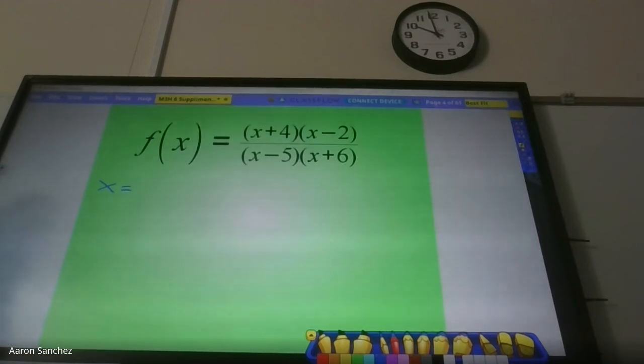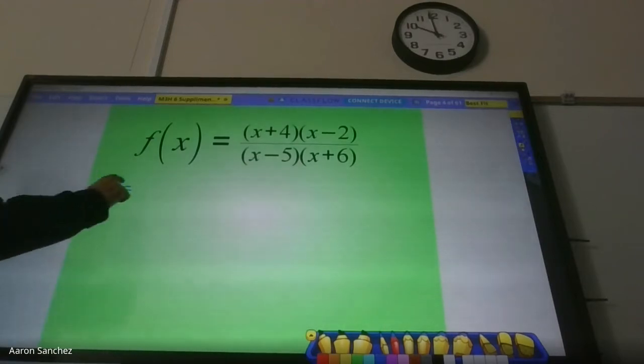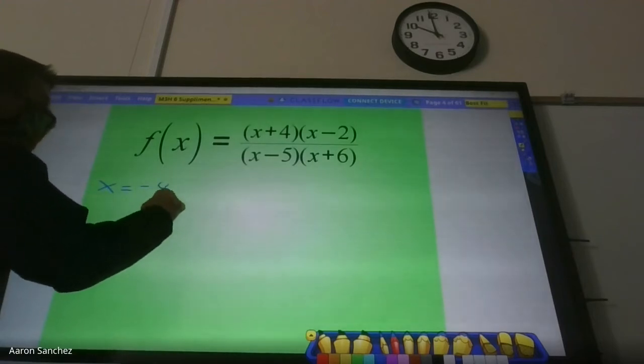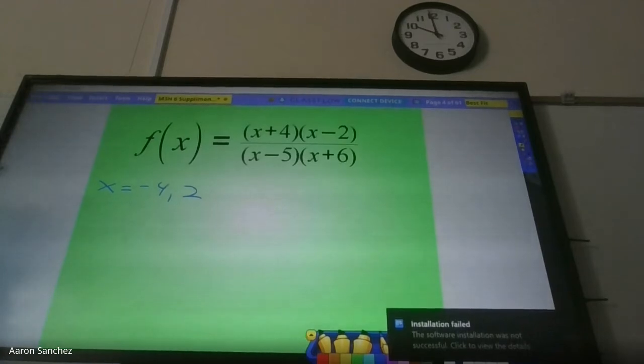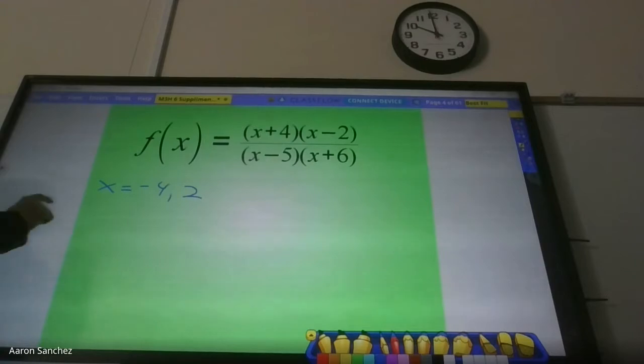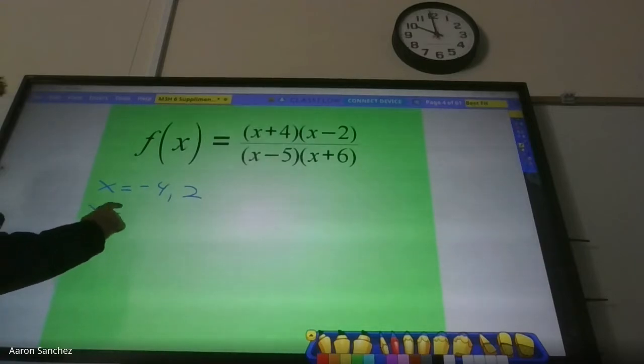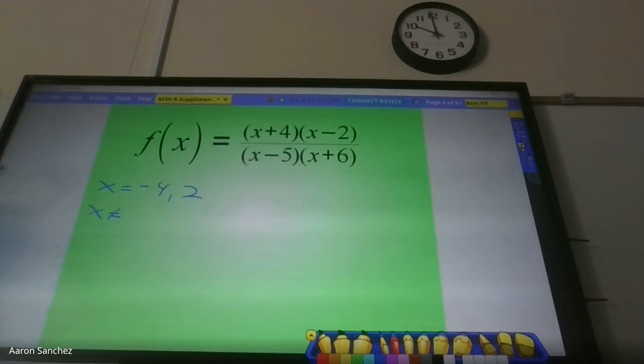5 and negative 6. Do you know what numerator means in Spanish? Corazón. Negative 4 and 2. Negative 4 and 2. Those are my zeros. Okay, what are my asymptotes? X cannot equal. What are my asymptotes?